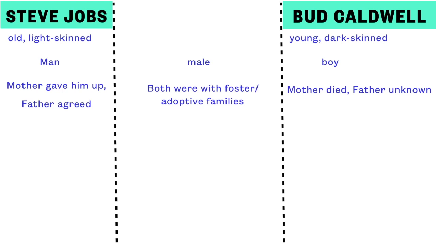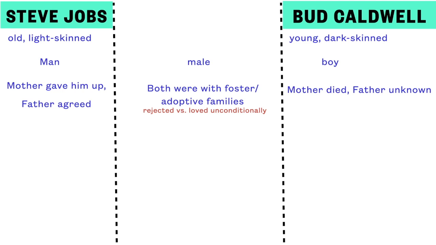Both of them were with foster families or adoptive families. Both of them were raised by families who were not their biological parents. So that's one commonality. You can in fact write a paragraph on that. You could write a paragraph on how they felt. Because I read Steve Jobs' biography and I know that in certain parts of his life, he felt rejected by his biological parents. And he wondered a lot why they gave him up. And so sometimes that hurt his self-esteem.